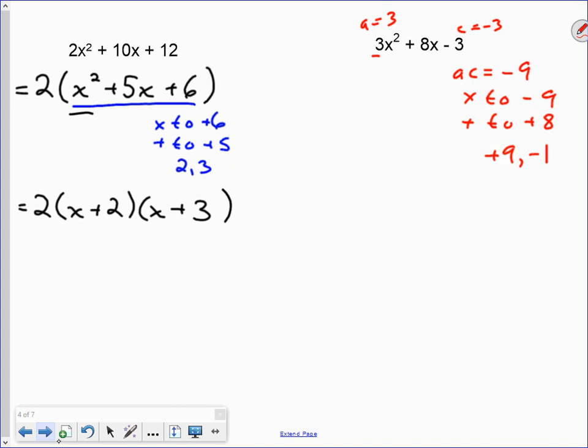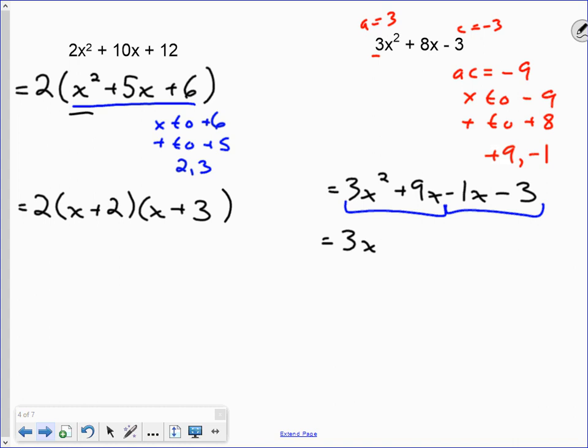What are we going to do with those two numbers? We are going to use them to break up our middle term. So our first term stays the same. We're going to have a plus 9x minus a 1x minus 3. And then we're going to factor by grouping. We're going to group these terms and these terms. From our first two terms, we can factor out a 3 and an x, common factoring. Let's see, that's going to be x plus 3. Will get us the 9x.